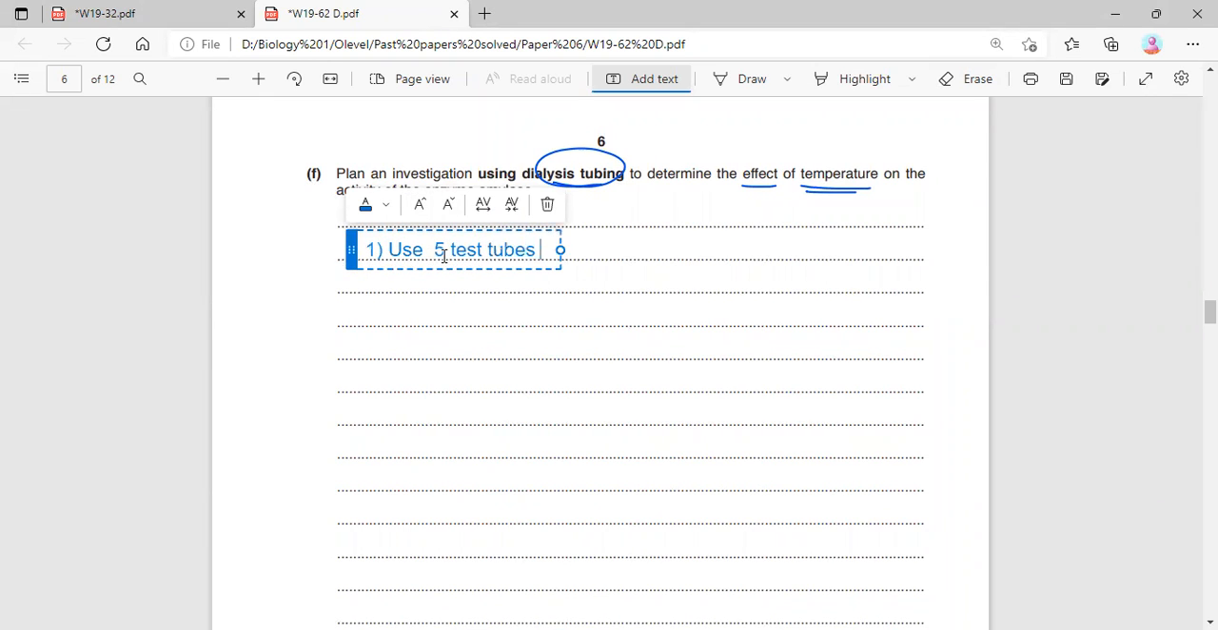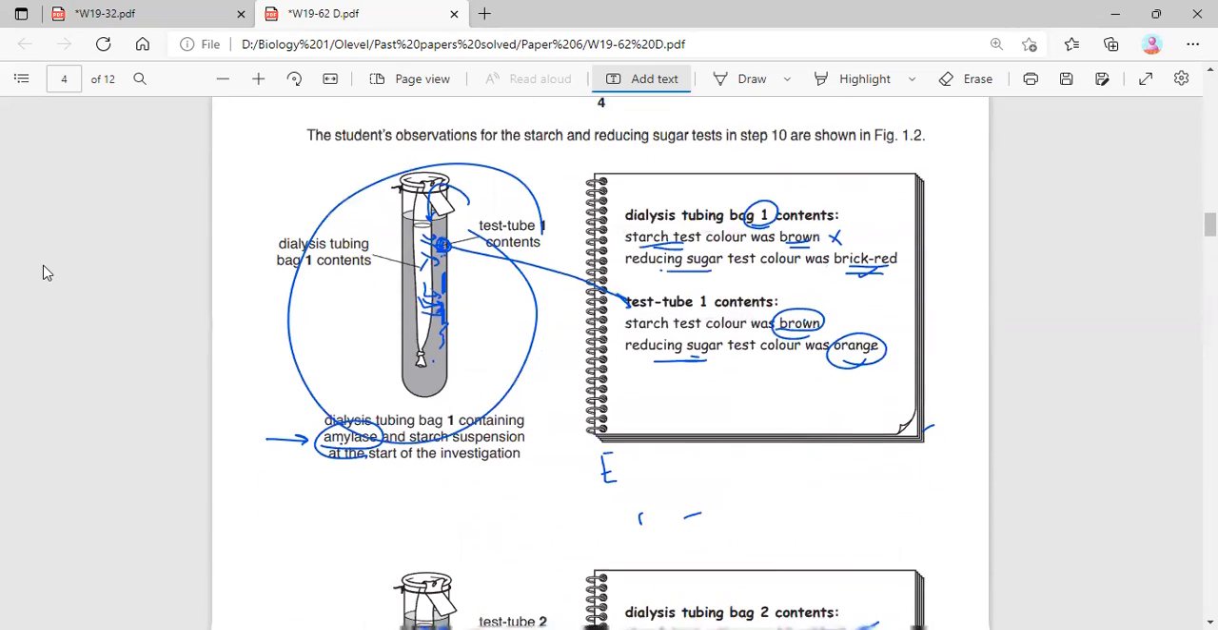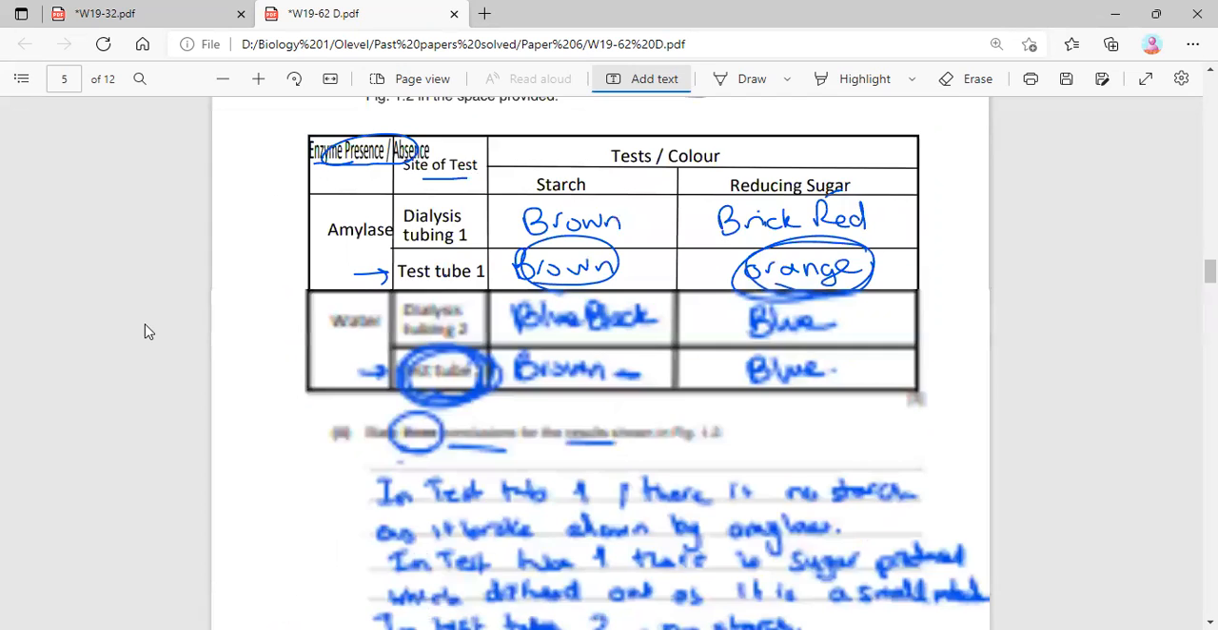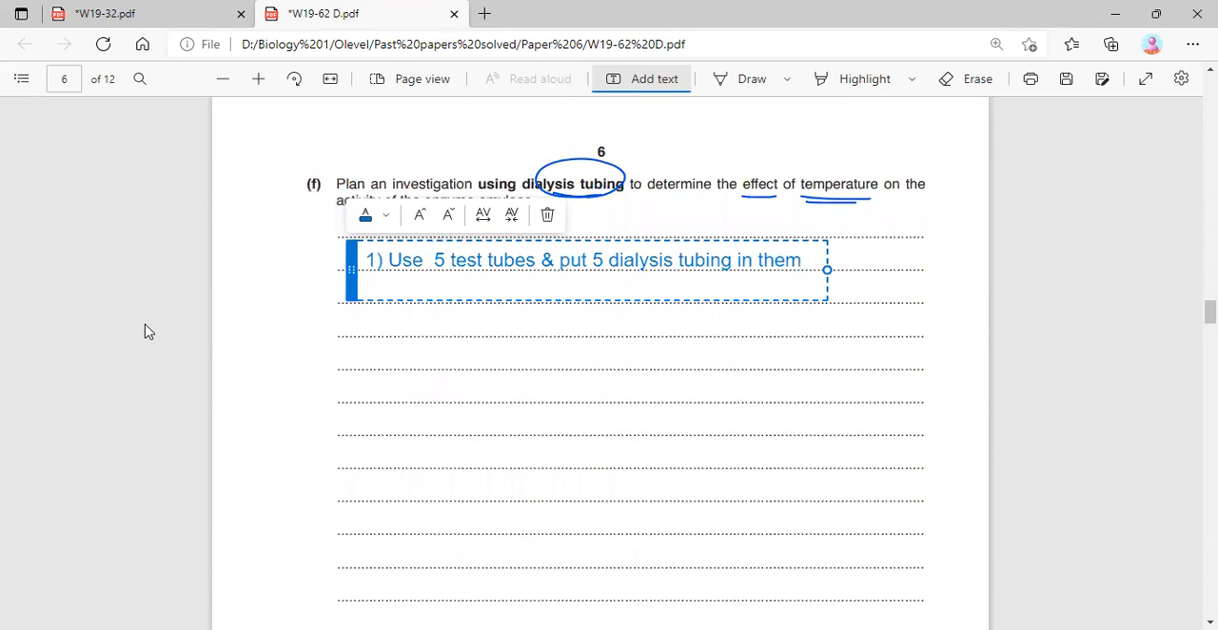5 test tubes. Using the dialysis tubing, put 5 dialysis tubing in them, like what he did in the previous experiment. He got the test tubes and he put the dialysis tubing in them. Okay. Then you tell him what are the controlled variables in your experiment. Since you are going to change the temperature, everything else should be controlled. Put same volume of amylase, same volume of starch suspension.